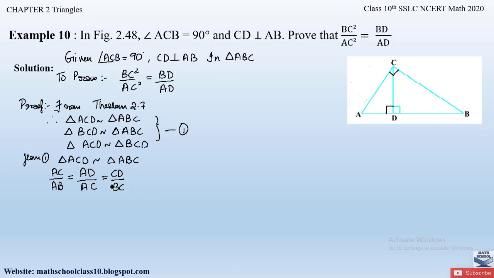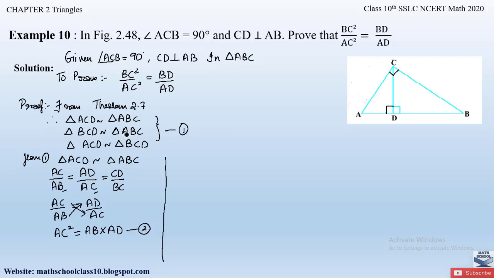Here if you observe in the first and the second ratio, AC is common. So let us cross multiply these first two ratios. Let us take AC by AB equal to AD by AC and cross multiply. Cross multiplying, you are going to get AC into AC is AC square, and that is equal to AB into AD. Let us name this as equation 2.